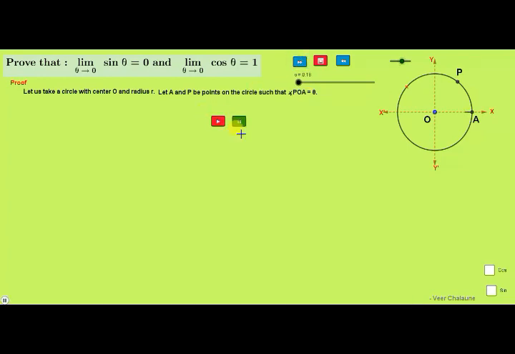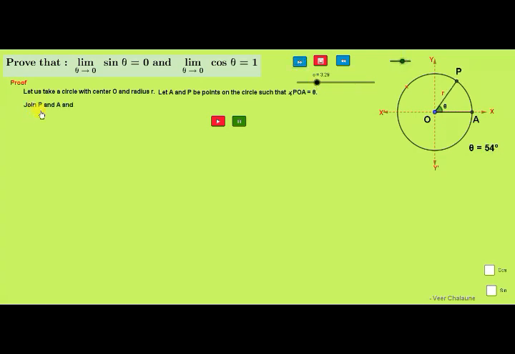Look at here, we join O to A, and similarly O to P also, and finally we get one angle, an angle that is theta, and this is radius R. OP is R, and OA is also R. So we need to prove that if this angle comes to 0, according to the sine function this gives us 0, and according to the cos function this gives us 1.